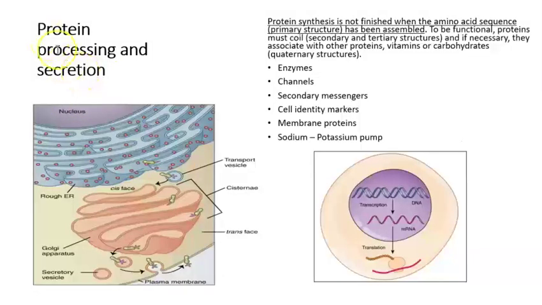Once the proteins are created, they need to be processed in order to be transformed into something that is going to be useful for the body, such as enzymes, channels, second messengers, cell identity markers, part of your cell membrane. Another example is the sodium-potassium pump.